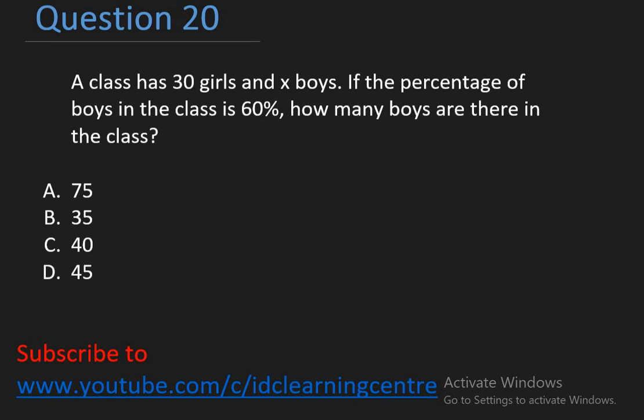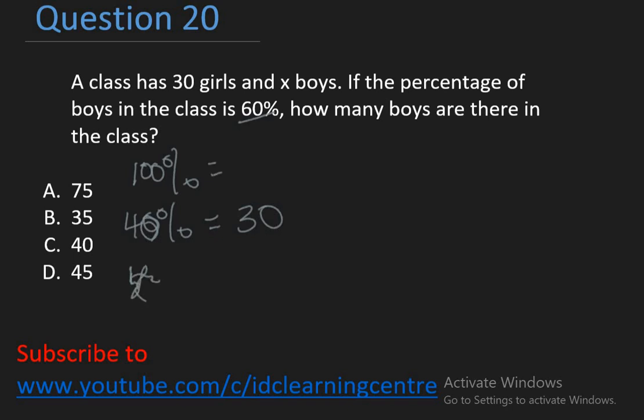Question 20. A class has 30 girls and X boys. If the percentage of boys in the class is 60%, how many boys are there in the class? Remember, 100% means everything. So if the boys are 60%, then the girls must be 40%. So 40% of the total population is 30, isn't it? That's the girls.